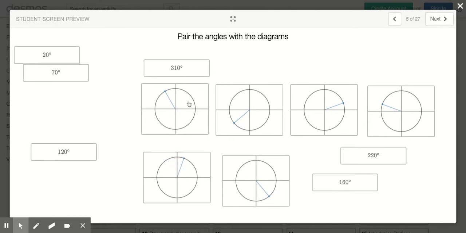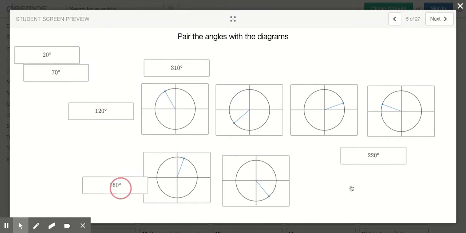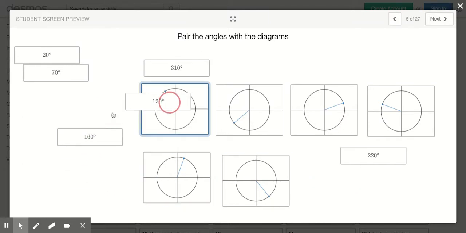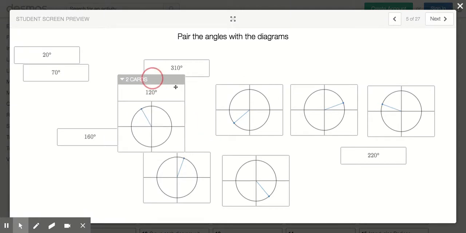And I'm going to start with this one. It looks like it's in quadrant 2. I know that this is my 90, and this is all the way to 180. So this looks like it could be either 120 or 160. I'm going to say it's 120 just because it's closer to the 90 degrees and not to the 180.